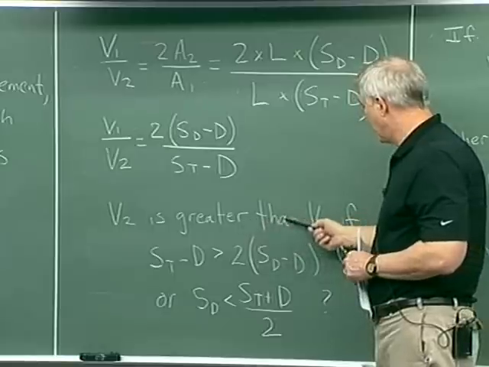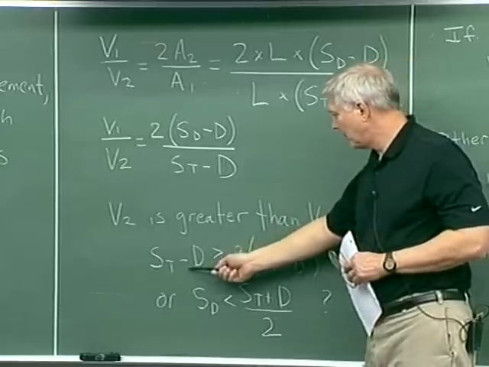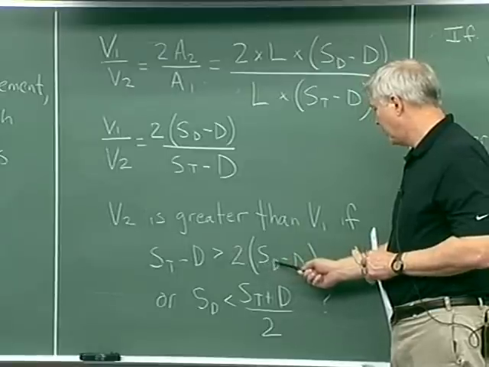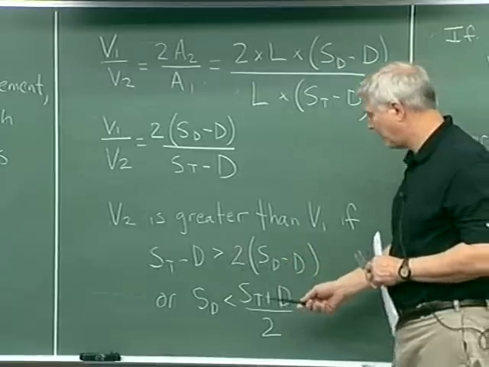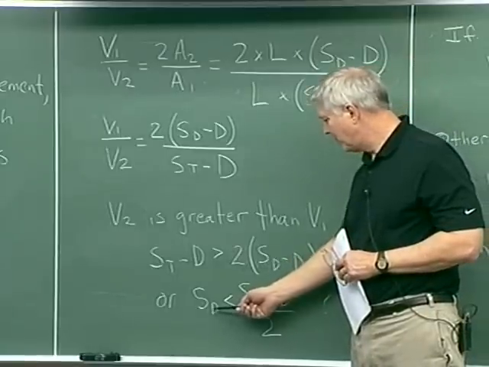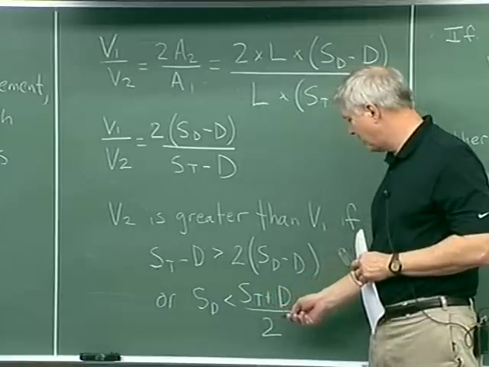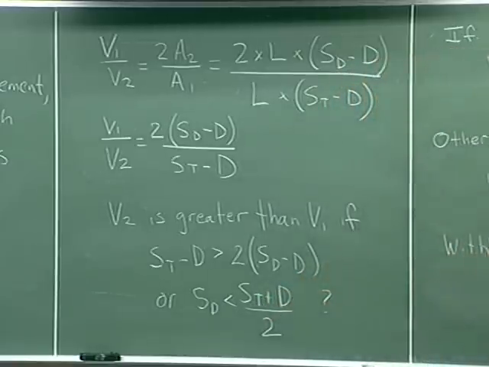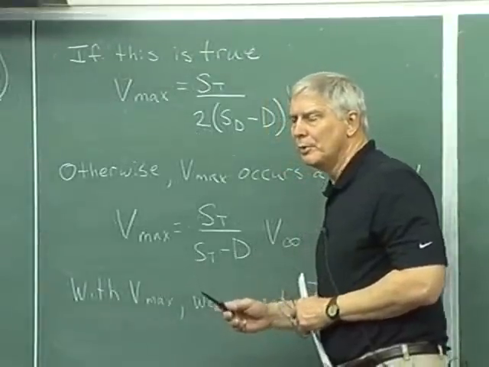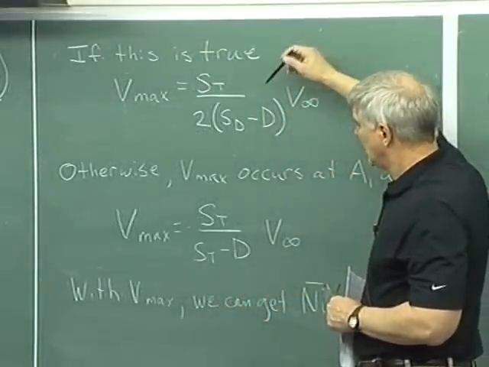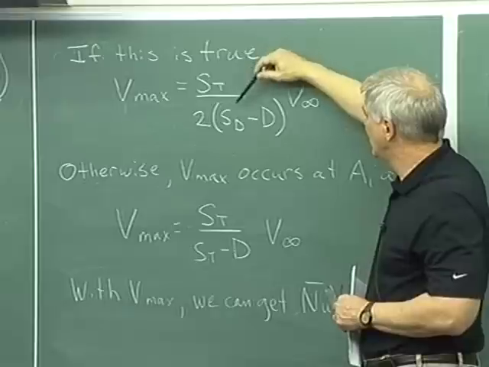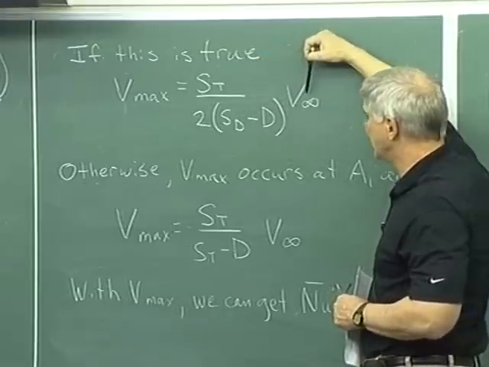V2 is greater than V1 if ST minus D is greater than 2 SD minus D, or if we rearrange that, if SD is less than ST plus D over 2, then V2 is greater. So if this is true, what we just said, then Vmax would be ST over 2 SD minus D times V infinity.